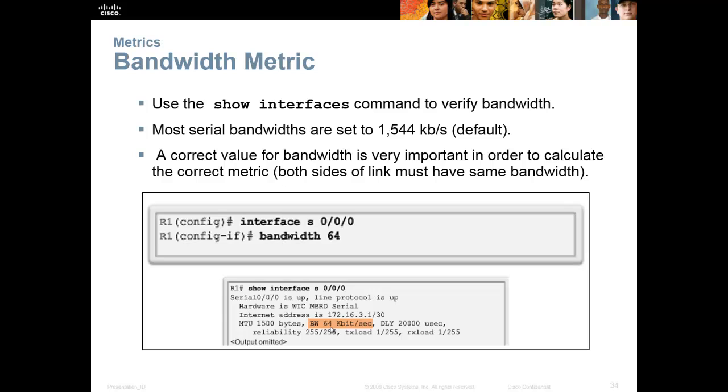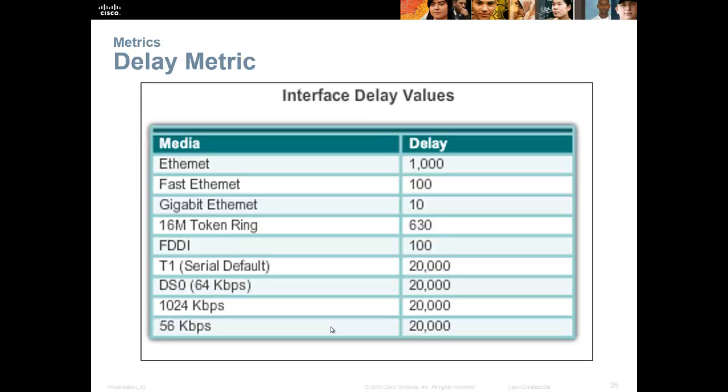All right, the delays are typically standard based on the speed of the line. So Ethernet has a delay of 1,000, fast Ethernet is 100, gigabit is 10, and then we get into all the other stuff. T1's 20,000, dial-up 56K, all the other stuff, the delay is 20,000.